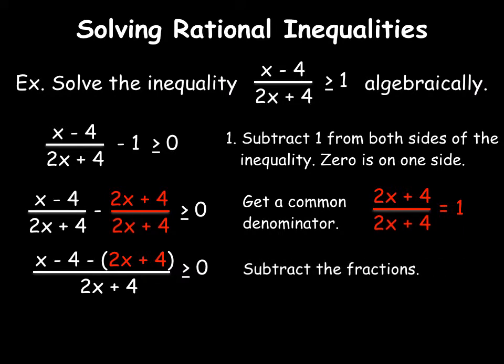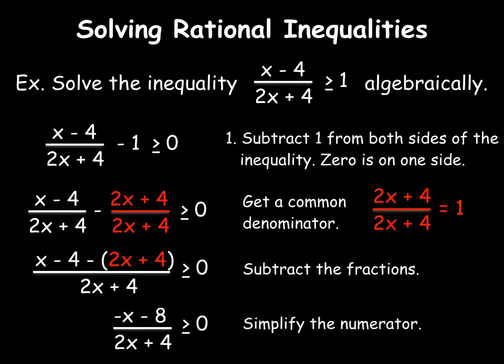We have (x minus 4 minus (2x plus 4)) all over (2x plus 4) is greater than or equal to 0. When we distribute the minus and combine like terms, we obtain (negative x minus 8) all over (2x plus 4) is greater than or equal to 0.